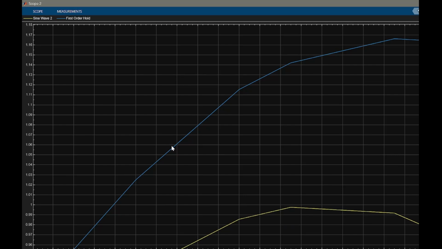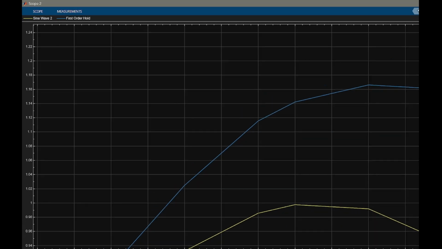and the first order hold assumes that the signal changes linearly between the two sample values. First sample here, second sample here, we're just drawing a straight line. That's why we obtain this straight line segment. Again, one sample here, another sample here, straight line. One sample here, another sample here, straight line.